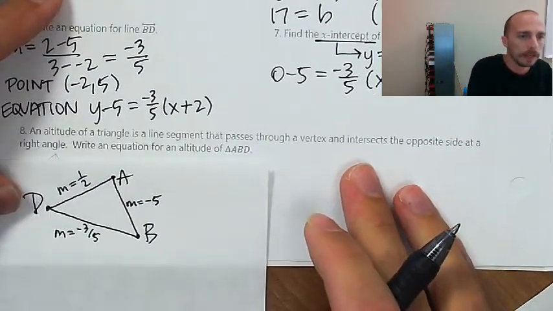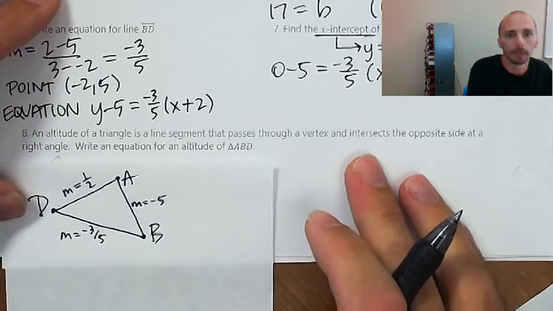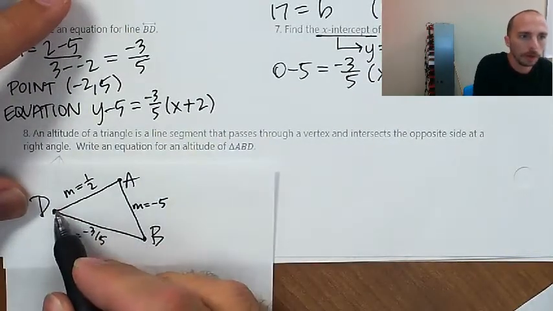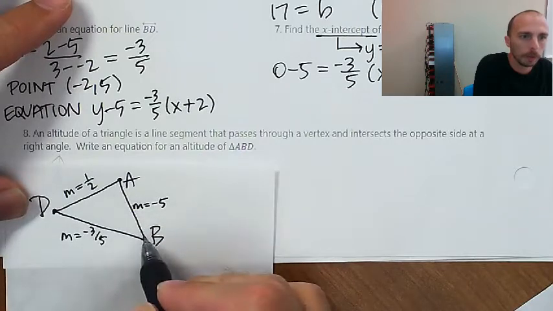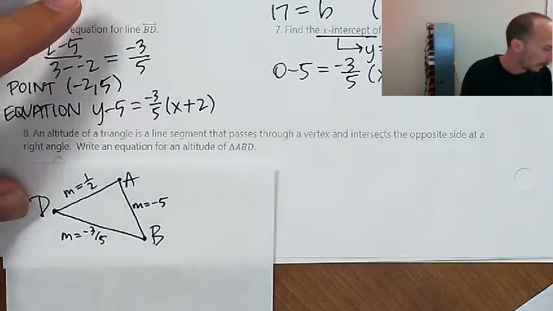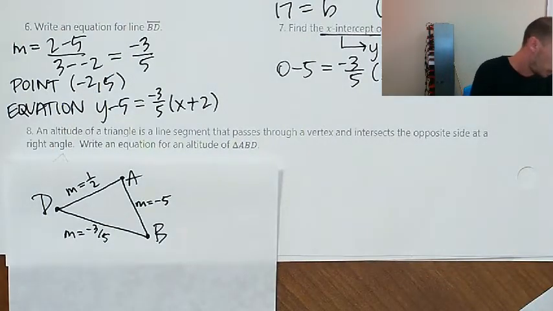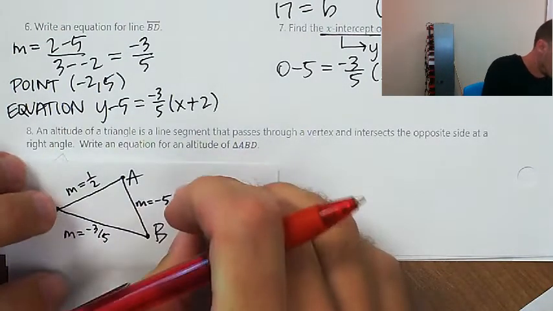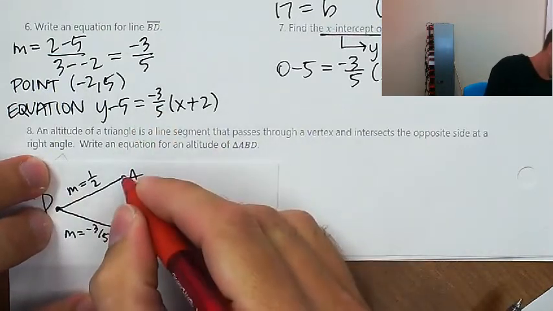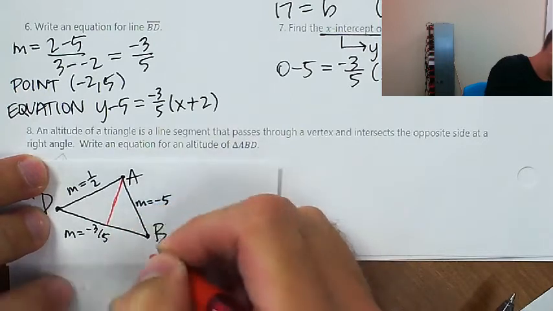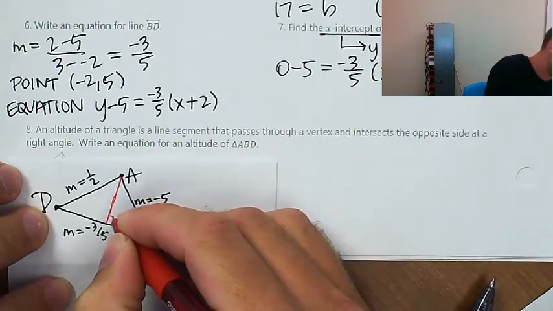Okay, and there's going to be 3 different correct answers, right? Because there's 3 different altitudes. One right here, one right there, and one over here. And maybe I'll use some color to differentiate between those. So for this one, which I think is the easiest to see, I'll do the one that goes through point A and sits perpendicular to side DB.